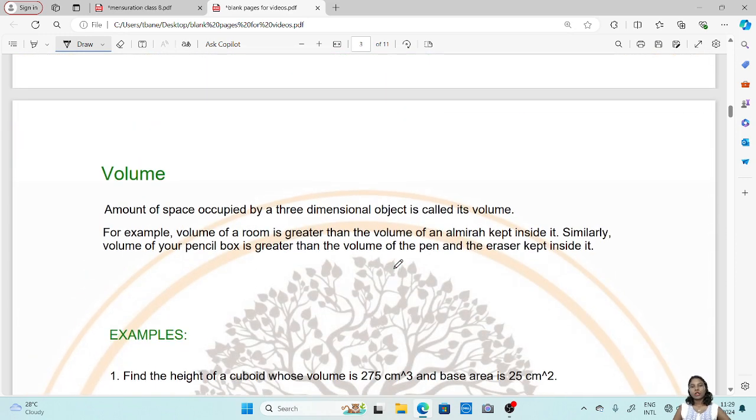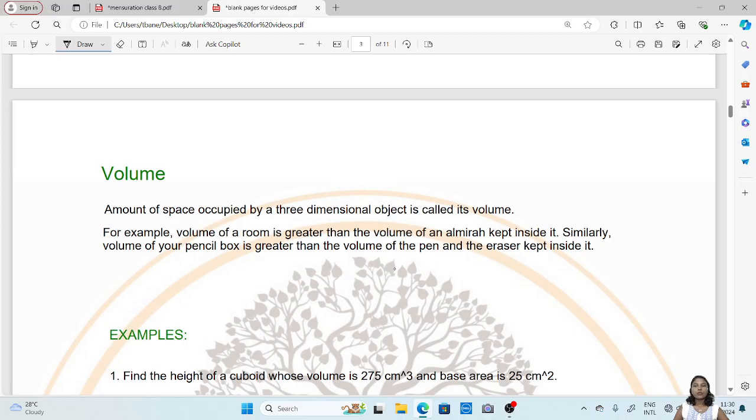Now, talking about the volume, when we say the term volume, it basically means the amount of space that is being occupied by a three-dimensional object. So now, say for example, the volume of a room is greater than the volume of an almirah kept inside it. So now say you have a room in which there are many things, okay? And there's one almirah. Now, obviously, the volume of that room is much greater than that of the almirah. That is why the almirah fits in the room. If the volume of the room was smaller, the almirah wouldn't fit in.